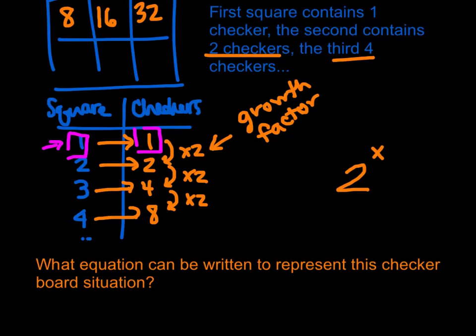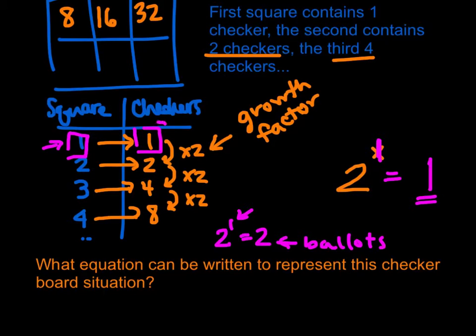So with the ballot situation, we had 2 to the first power, and we knew that was 2. So that showed our initial cut would give us 2 ballots. But in this case, we have our initial square. If we were to put a 1 in here, we need that to equal 1. It cannot equal 2 because we're just putting 1 checker in that spot. How can we make that work?